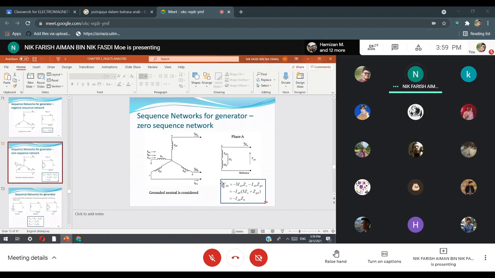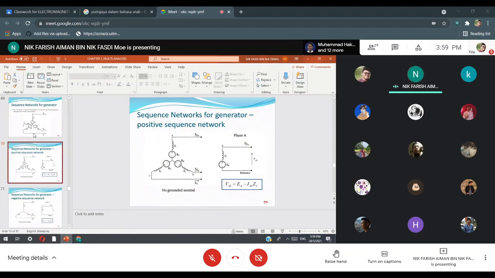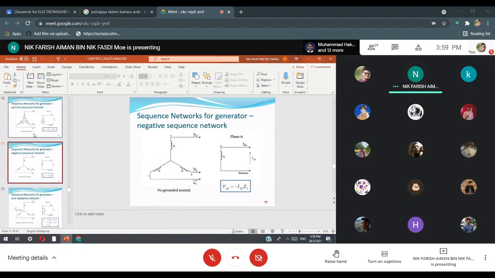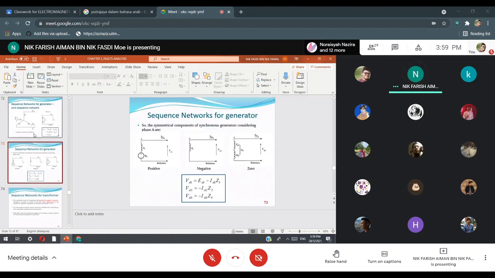Okay, so this is the equation to determine VA0, the terminal voltage, equivalent to minus IA0 Z0. Alright, this is the sequence network for the generator: positive, negative, and zero sequence. Okay, so look at the sequence. This is a better summary among the sequences, positive, negative, and zero sequence.